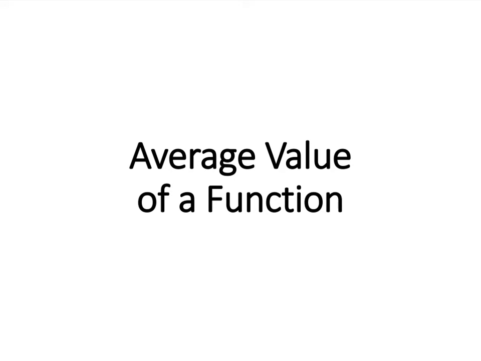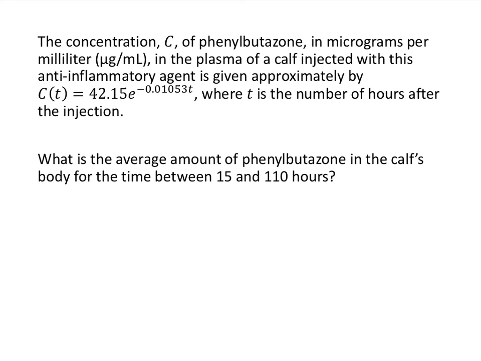In this video, I'll talk about how to find the average value of a function. Here's the problem we'll be working on. We've got a function that represents the concentration of a drug in an animal over the course of time. So our function is given by this formula, c of t equals 42.15 times e to that exponent, where t is the number of hours after the injection.